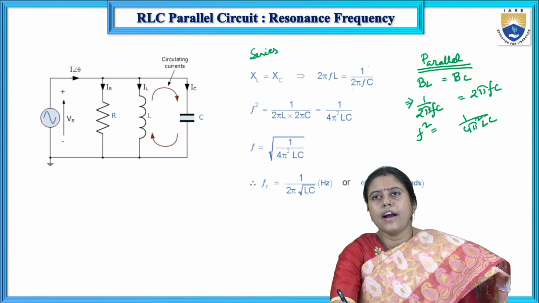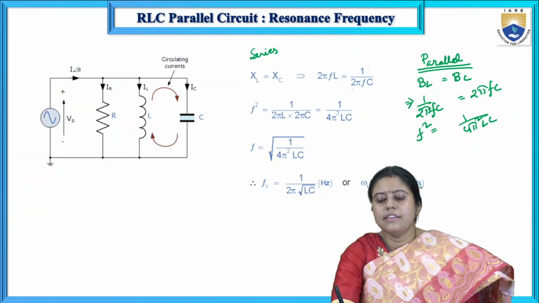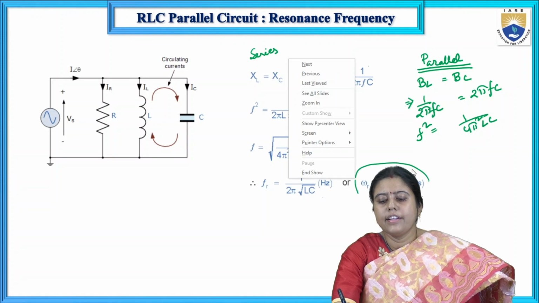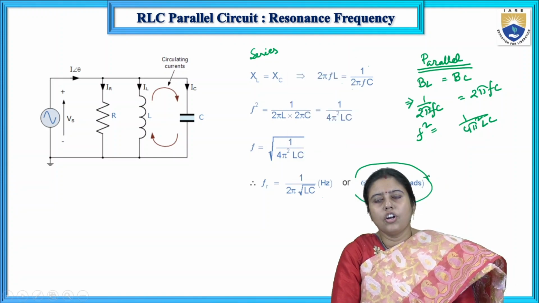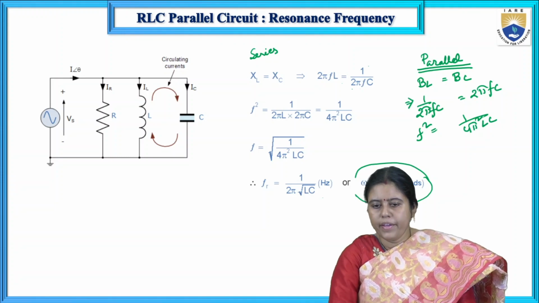So what is omega R? This one is in hertz and this one is in radians. Omega R is equal to 1 by root of LC.